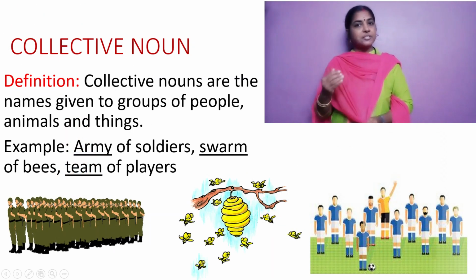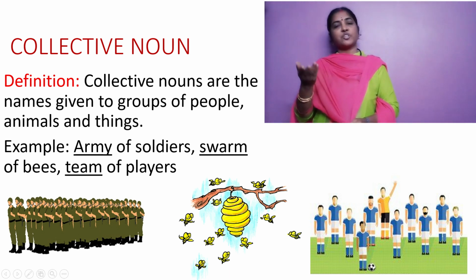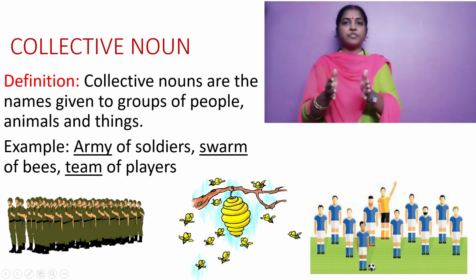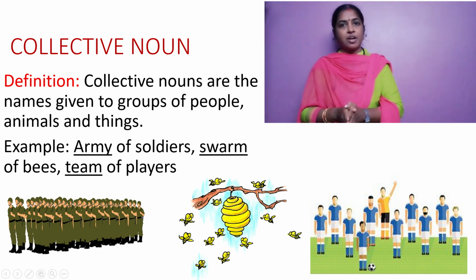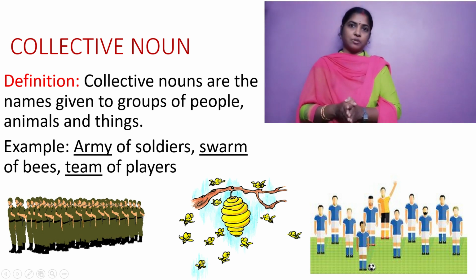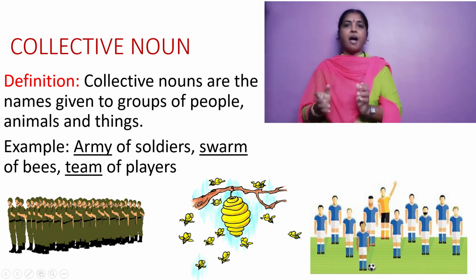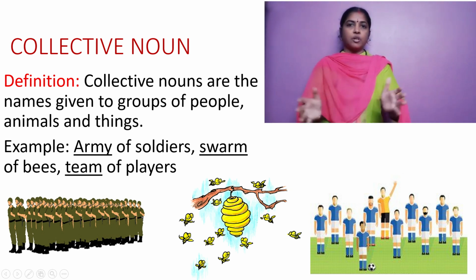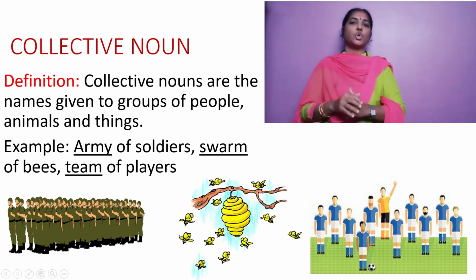Now, let's go to the next one. Collective noun. From the word itself, it signifies what it is: a group of things or a collection of things, persons or people and animals is called a collective noun. A swarm of bees, team of players, army of soldiers, these are all called collective nouns as they are talked about or considered collectively as a whole group or unit.